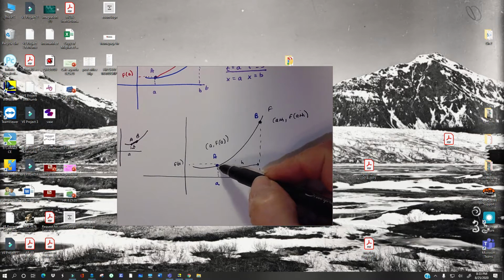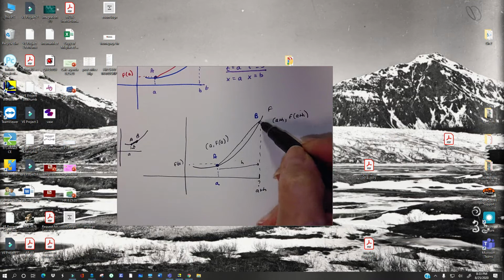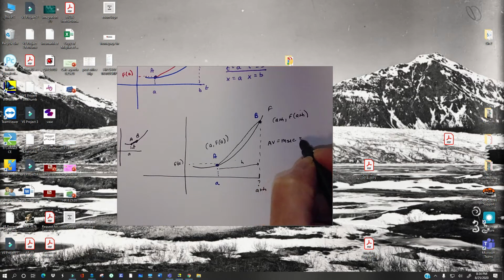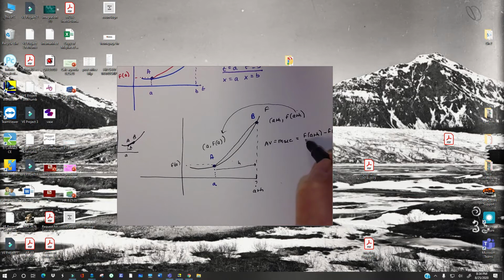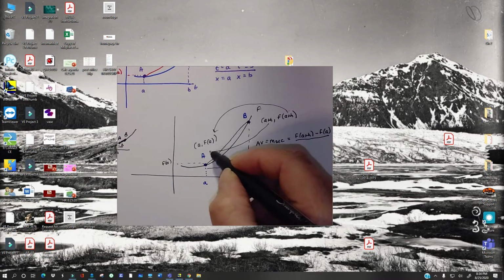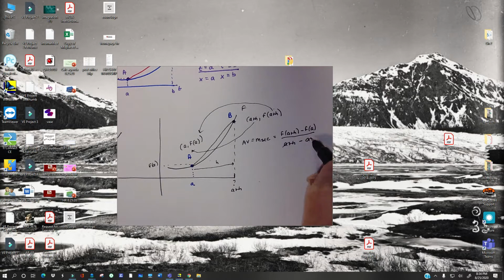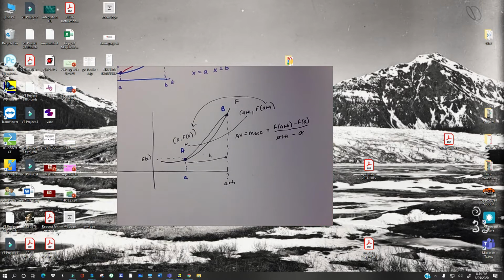So we can easily compute the slope of the secant line using the same thing we know. We could say the average velocity, which is equal to the slope of the secant line, is equal to f of A plus H minus f of A, right? Just the change in the y's divided by the change in the x's. Now, when we change the x's, the A's are going to cancel. We have A plus H minus A, and those A's are going to cancel, so that's why we're just left with the H downstairs, okay?